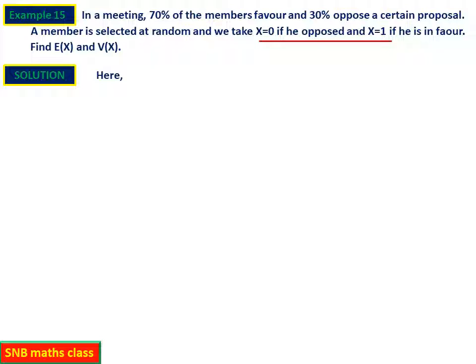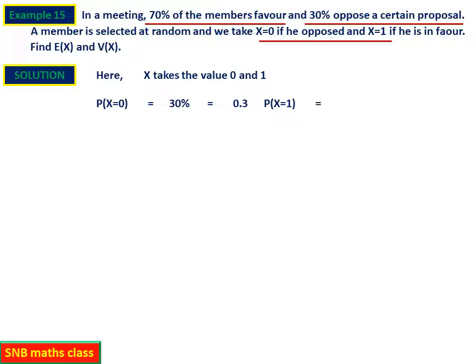Here x equal to 0 if he opposes and x equal to 1 if he is in favor. So x can take only two values. One is 0, another one is 1. Second, probability x equal to 0 how much? See, 70% of the members favor. Therefore, probability x equal to 0 will be equal to 30%. Opposing 30%, so this is 0.3, and probability x equal to 1 means it is 70% because favor. So it is 70%, which is 0.7.